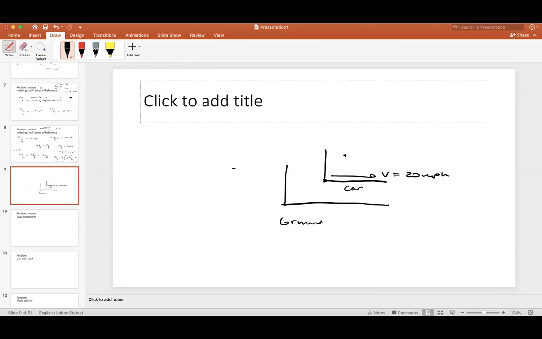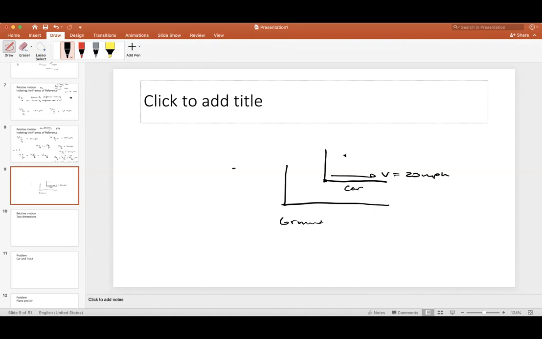Why we need this is you can choose anywhere you want to be a rest frame. You can assume any point anywhere is at rest, and then figure out what the velocity of objects are in reference to that frame, right?